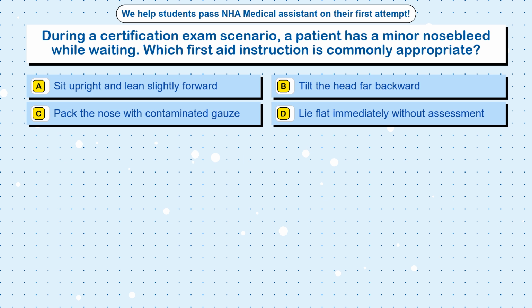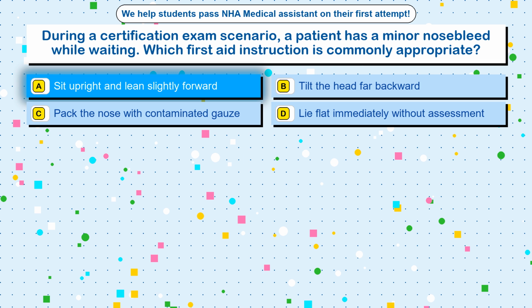Option A. Sit upright and lean slightly forward. Option B. Tilt the head far backward. Option C. Pack the nose with contaminated gauze. Option D. Lie flat immediately without assessment. The correct answer is option A. Sit upright and lean slightly forward.